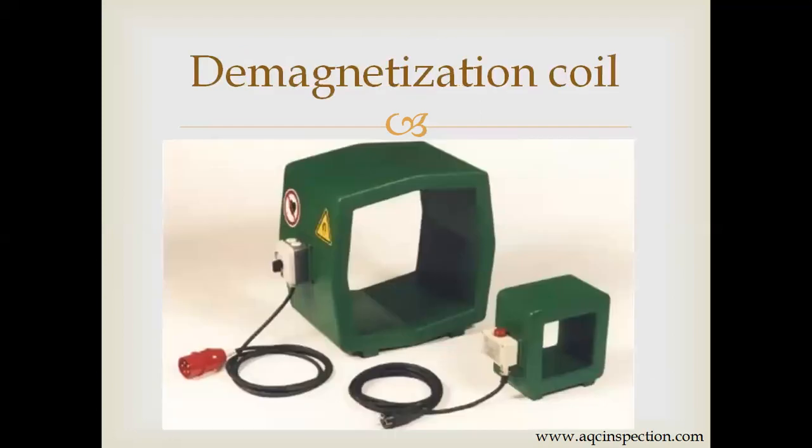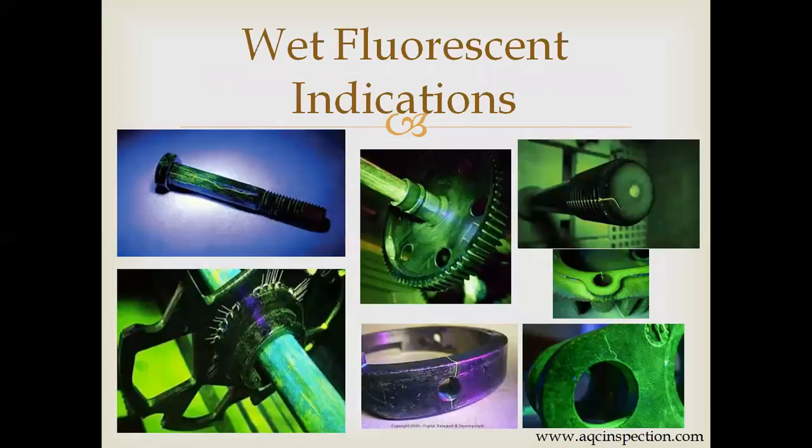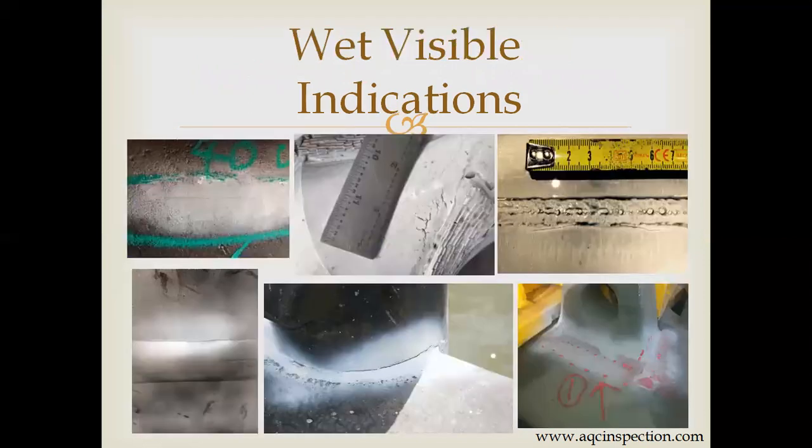This is a picture of a demagnetization coil, which uses alternating current to demagnetize the material. These are the crack indications of the inspected components using the fluorescent method. And these are the indications in the visible method.